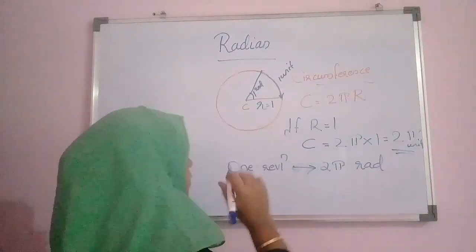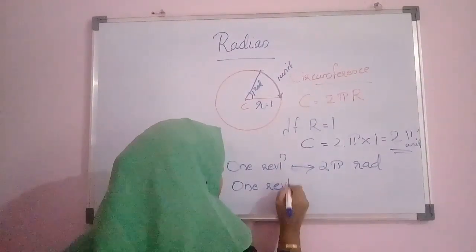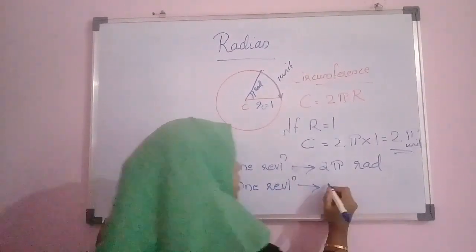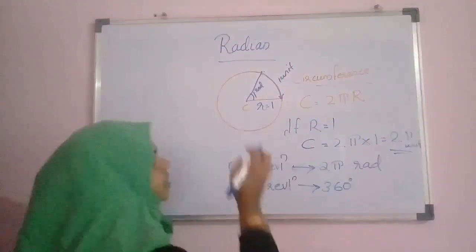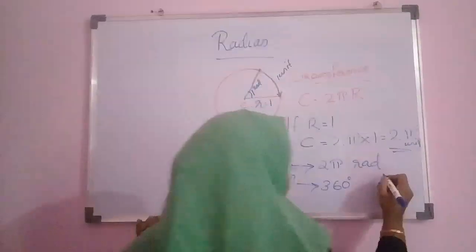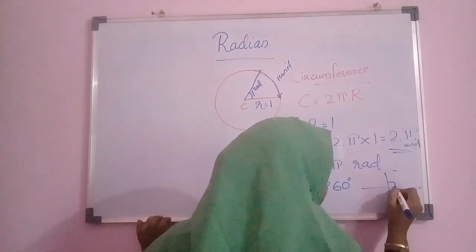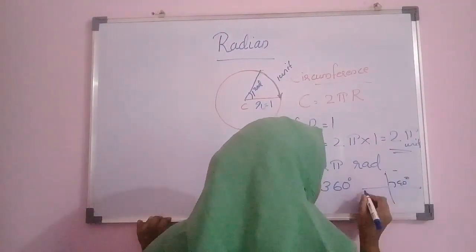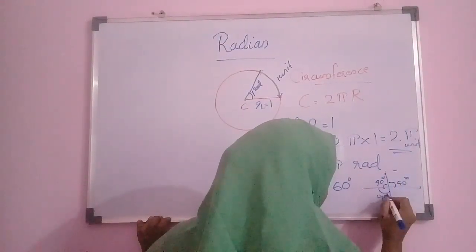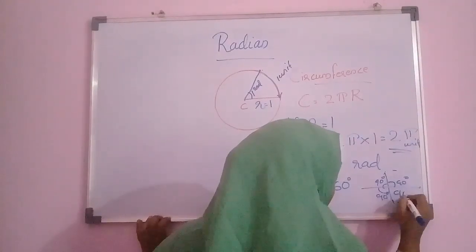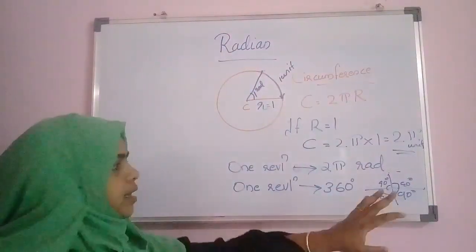We know that for one revolution the angle is how many degrees? 360 degrees, isn't it? 360 degrees at the center. How does it make 360 degrees? If the arc moves up to here, it makes 90 degrees, and from here to here it makes 90 degrees, and 90 degrees here also. When it reaches the same position, it makes another 90 degrees. So the total will be 360 degrees.